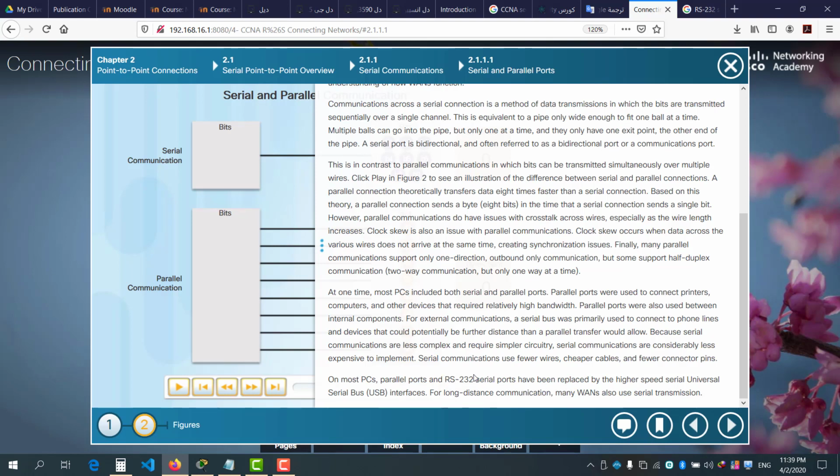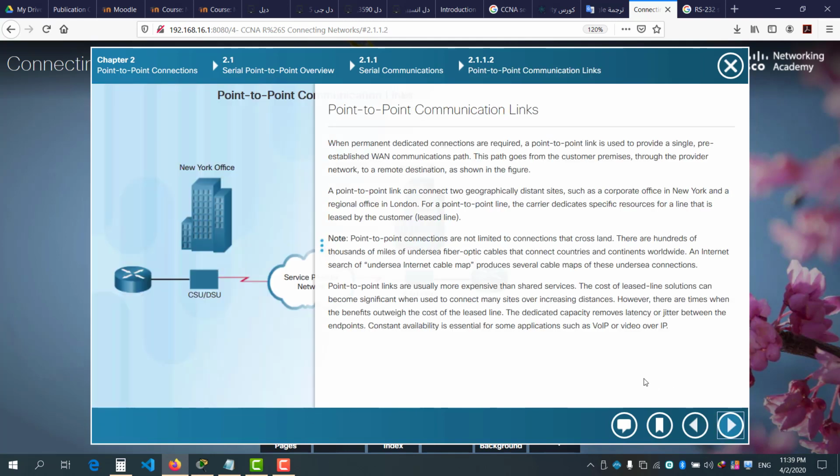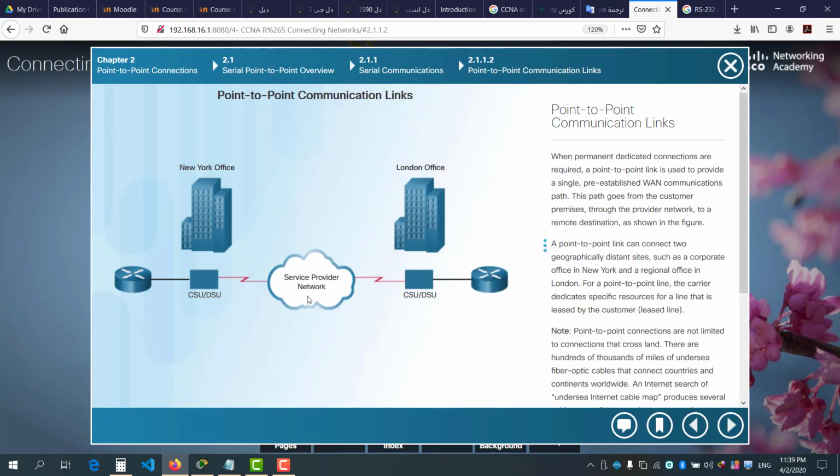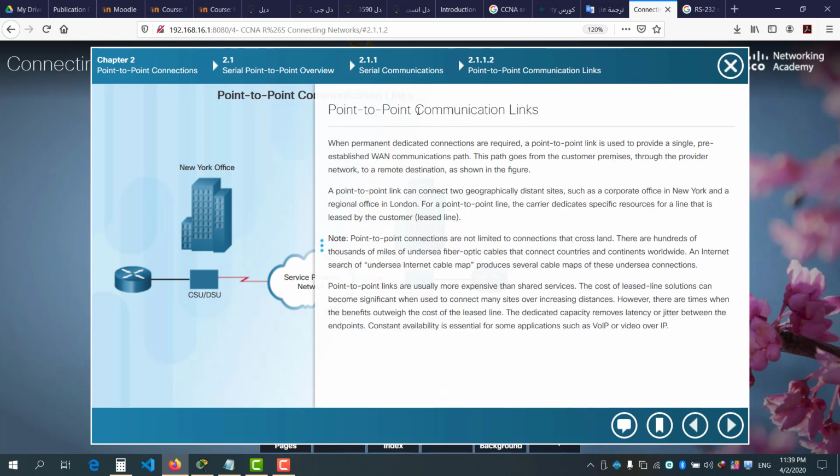Now they have replaced the serial ports with the USB interface. Okay, continue. Point-to-point communication links. As you can see, we have a router in the main building, which exists in New York, and the other remote site, another branch of that company, is the London office, which is this. There is a distance between them. So we contact a WAN provider to provide the communication between the two sites. This is called a point-to-point communication link.